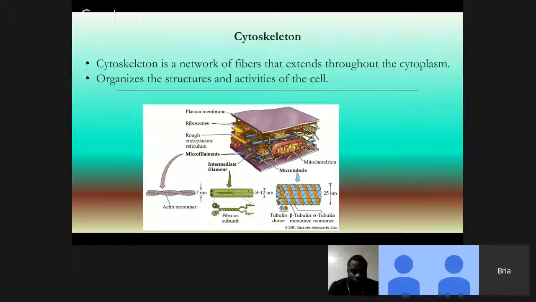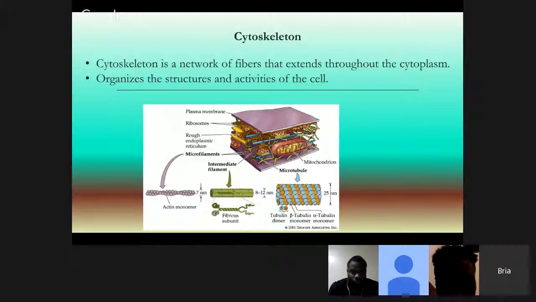To begin, we're going to talk about the cytoskeleton. The cytoskeleton is a network of fibers that extends through the cytoplasm. It's made of protein filaments and tubules, and it's in the cytoplasm of many living cells. It gives the cell shape and coherence, and it organizes the structures and activities of the cell.